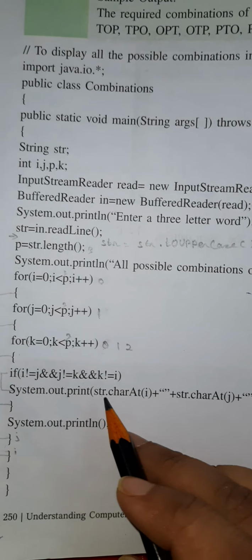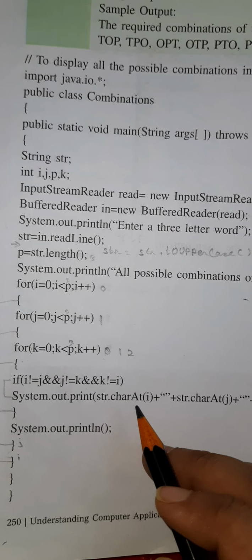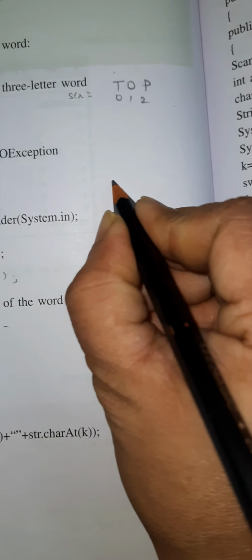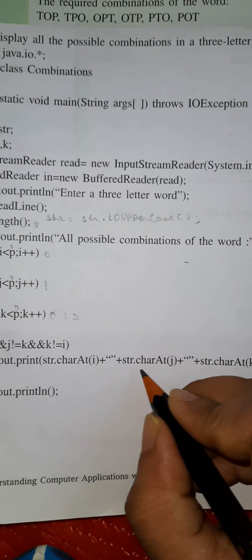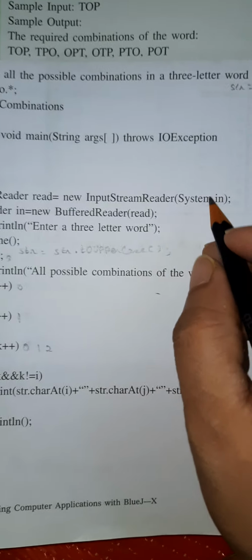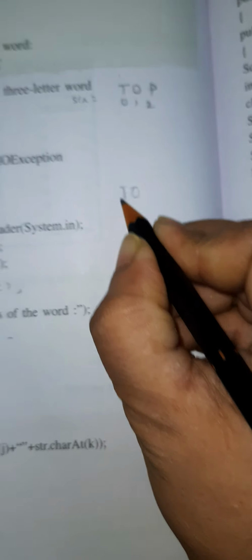So it is true, it will come to this statement and it will print str.charAt(i). i is 0, so at position 0 it is T. So it will print T. Then a space is there. Then str.charAt(j). j is 1. So at position 1, what is there? O. So it will print O.